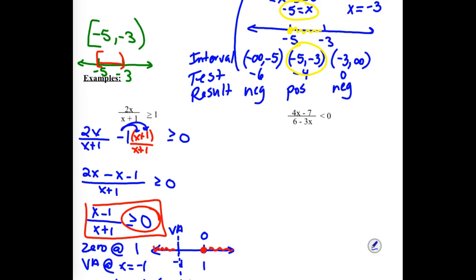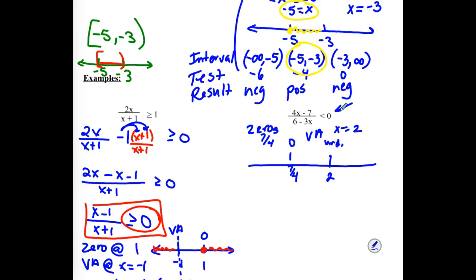All right, so we already have it equal to, or in this case less than 0, but we have one side as a 0. All right, so we're going to look for our zeros. What makes the top 0? 7/4. Okay, vertical asymptote, we are looking at what makes the bottom 0, and that is 2. All right, so on a number line, we have 7/4 and we have 2. At 7/4 we are at 0, and at 2 we are undefined, right? That's that vertical asymptote.